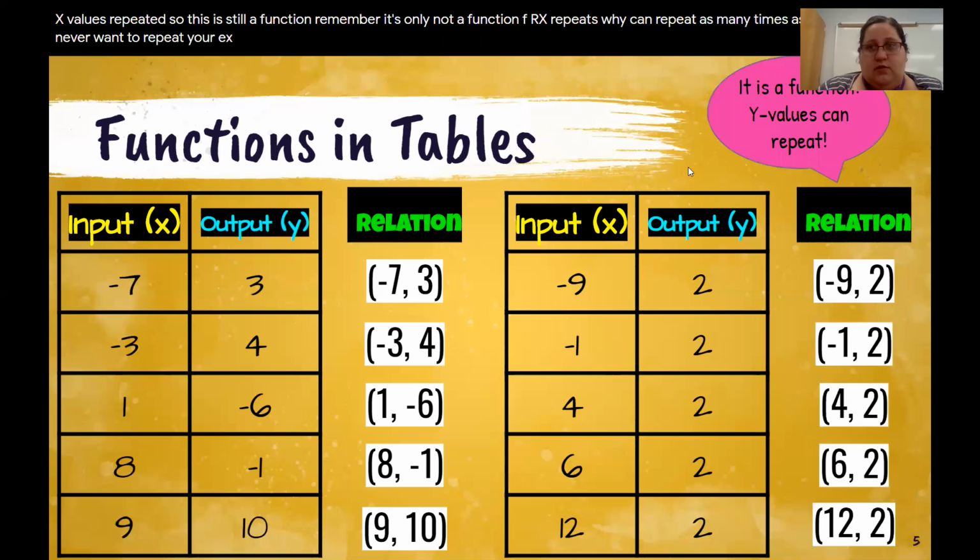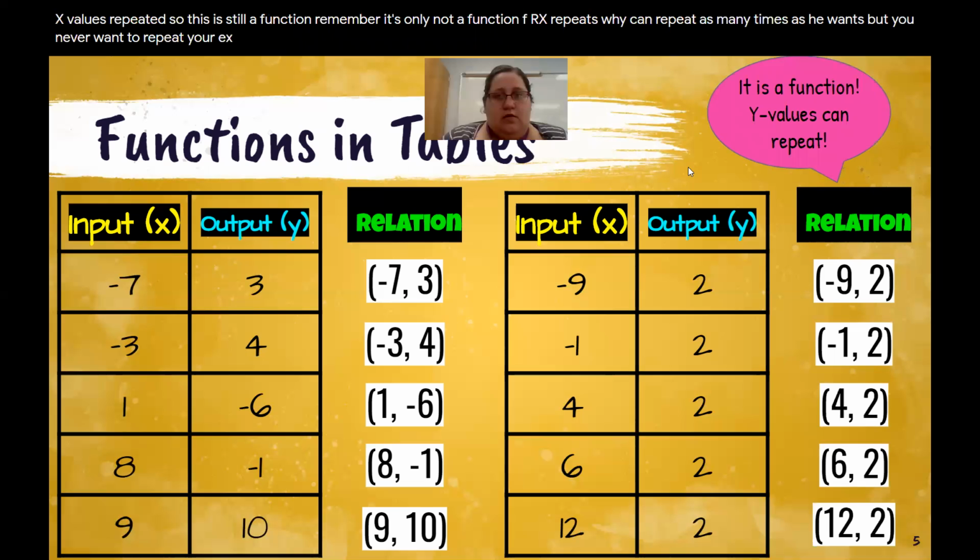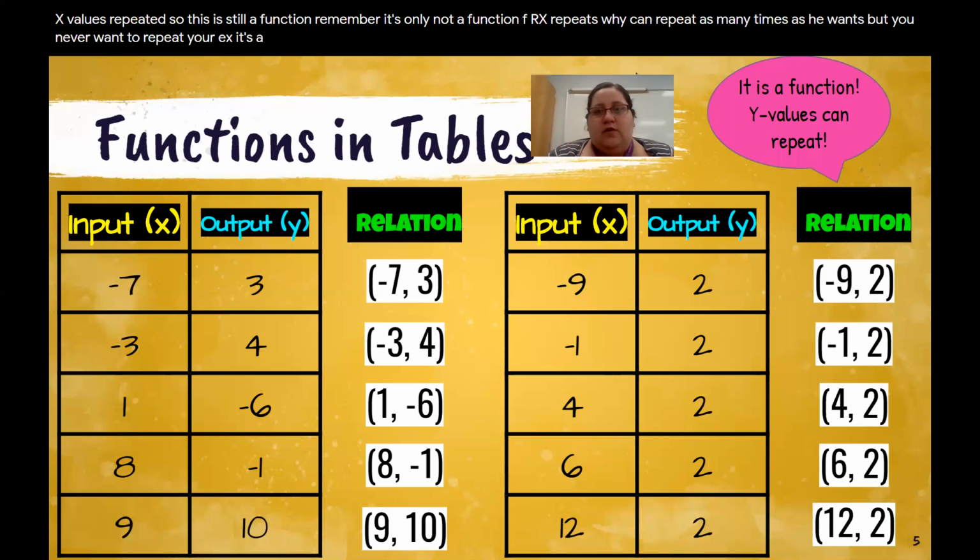Move that over so you can see what that's saying. Sometimes it's going to be difficult on where I want to put my little camera. It says it's a function, y values can repeat.